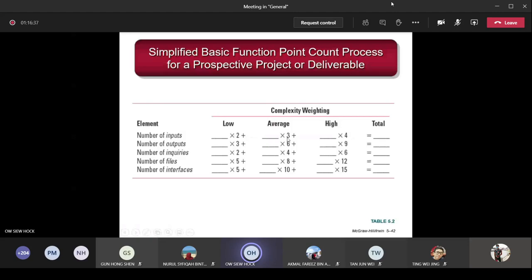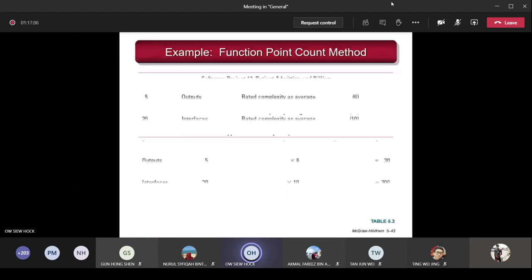If it is average complexity, multiply by 3, high will be 4. And then for outputs it is 3, 6, 9. The weightage for inquiries will be 2, 4, 6, and then the file will be 5, 8, 12, and then the last one, interface, is 5, 10, and 15. So this value is always set by an expert. The expert designed all this, and he assigned the complexity and recommended these values. Then we just multiply. What you need to do is look at the question now.